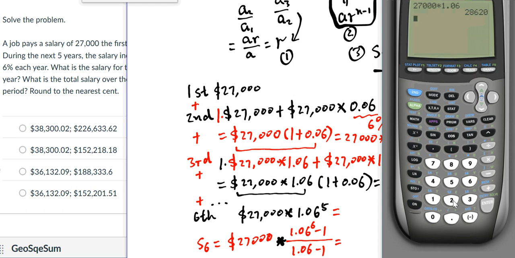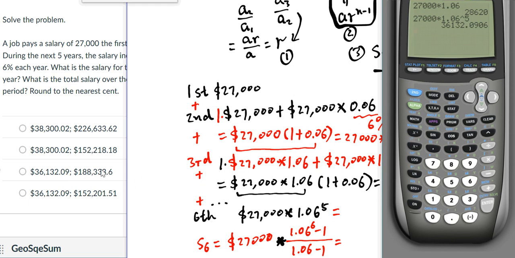And if you want to do 27,000 times 1.06, then here you want to do the fifth power. You hit enter here. That will be 36,132 and 0.09, so 9 cents. So it sounds like either this one is correct or this one is correct, the third one or the fourth one.